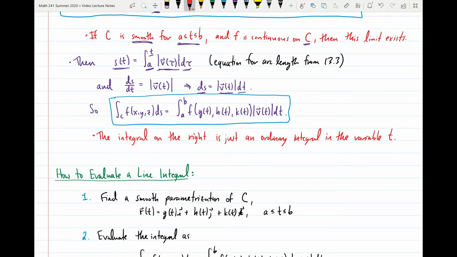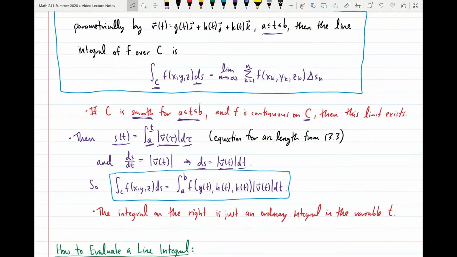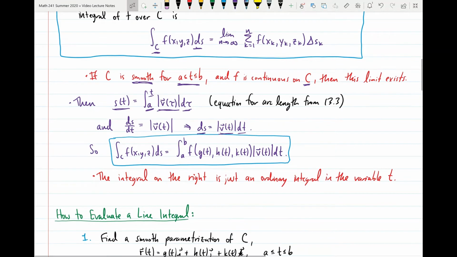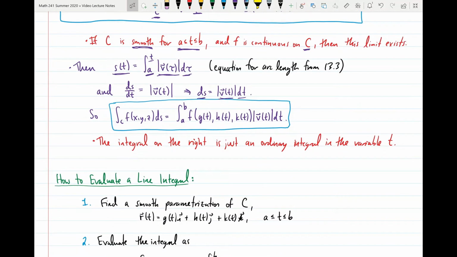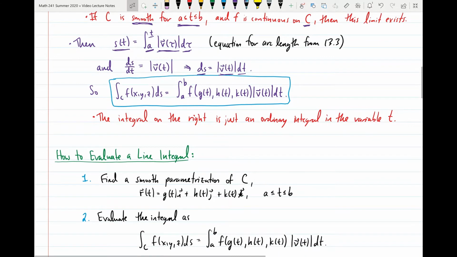And we can use this fact as well as the definition that we have up here, and now we can write down an equivalent expression for the line integral. So the integral of f of x, y, z ds over the curve C is equal to the integral from a to b of f of g of t, h of t, k of t. So here we're taking our function f and writing the variables x, y, and z as the functions with respect to t, and then we're writing ds as the magnitude of the velocity function dt.